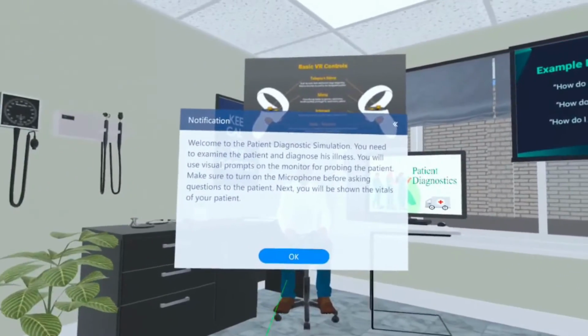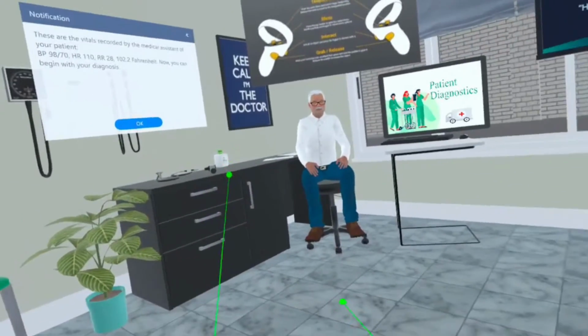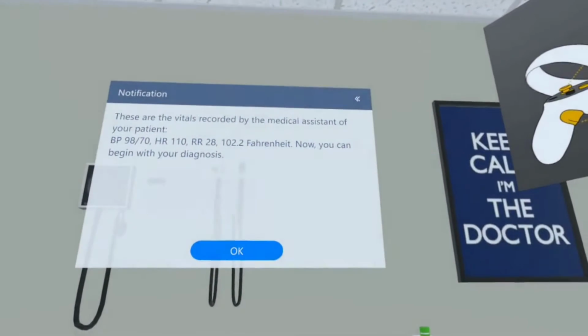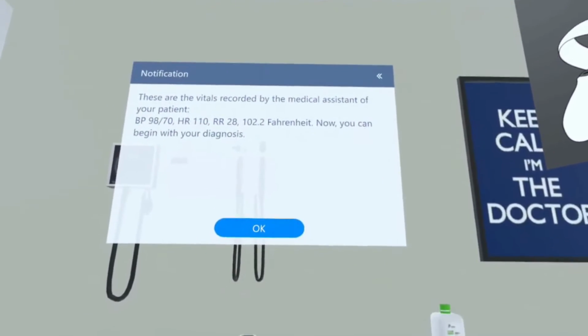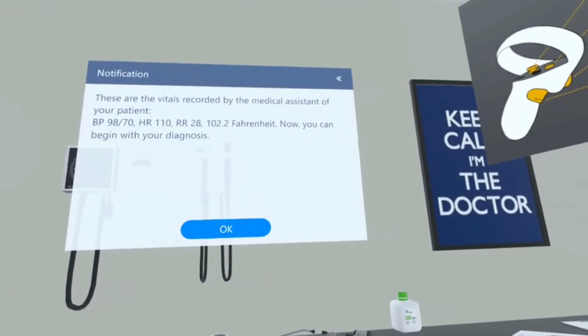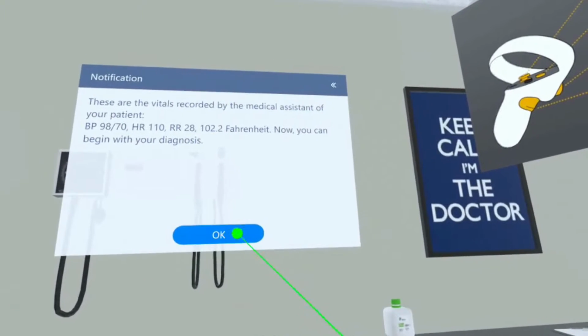Next, you will be shown the vitals of your patient. These are the vitals recorded by the medical assistant of your patient. BP 98/70, HR 110, RR 28, 102.2 Fahrenheit. Now, you can begin with your diagnosis.